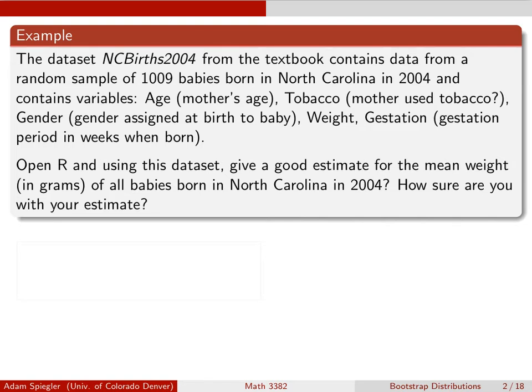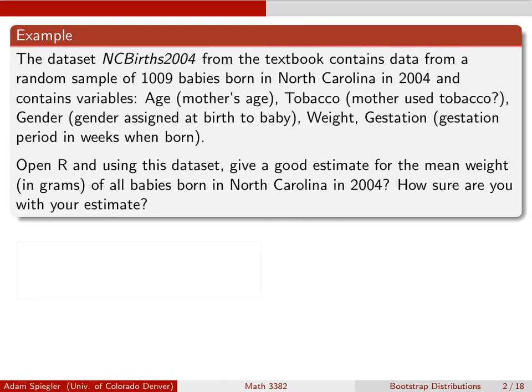If you look at the data set, you'll see there's a number of variables in there, such as the mother's age, whether the mother used tobacco or not, what gender was assigned to the baby at birth, weight, and the gestation period, how long was the mother pregnant when the baby was born. So we'll take a look at this data set in some other cases moving forward.